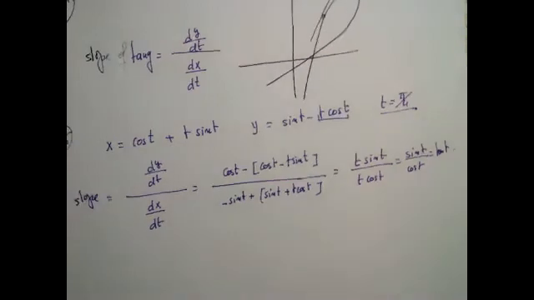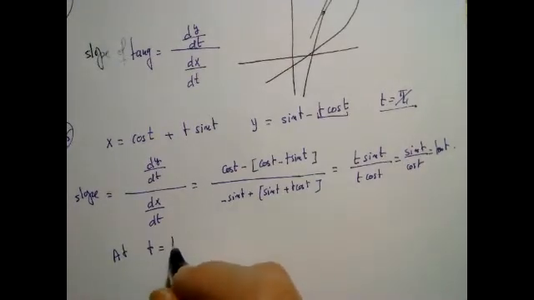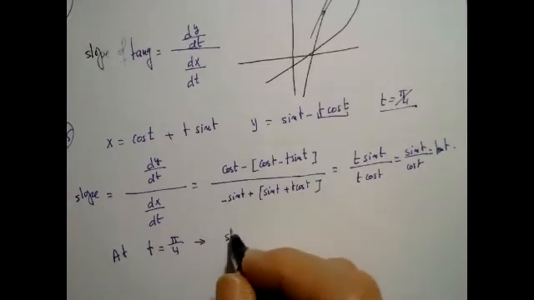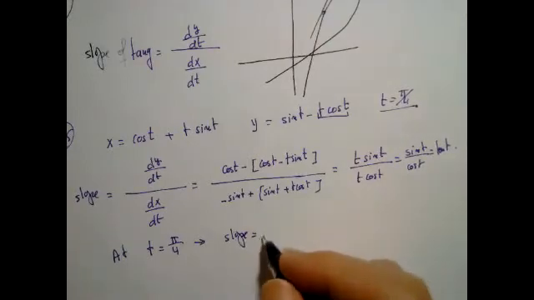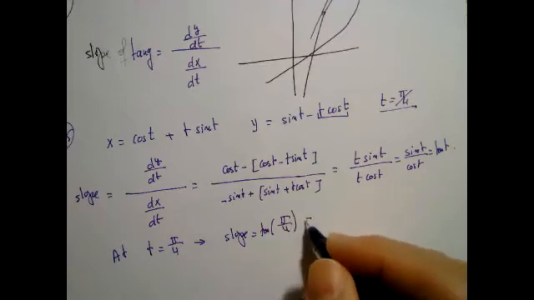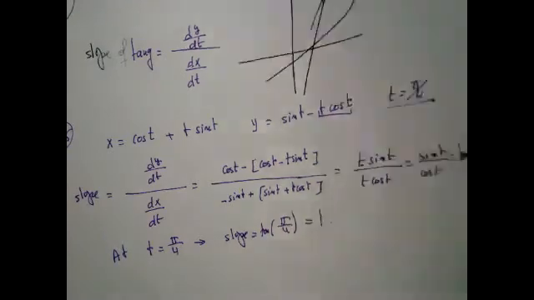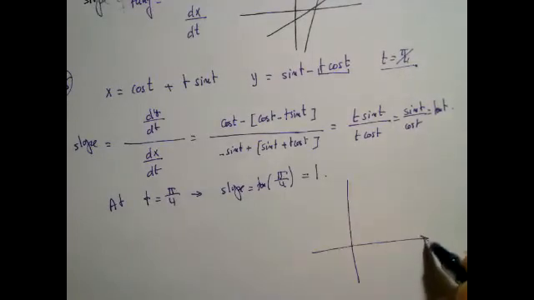Or if you want, tangent, not necessarily. Okay, so that's the formula for the slope at any time t. Now at a specific time, at t equals pi over 4, we plug in pi over 4 here, so we get tangent of pi over 4, which is equal to 1. So we know that for t equals pi over 4, the slope is 1.